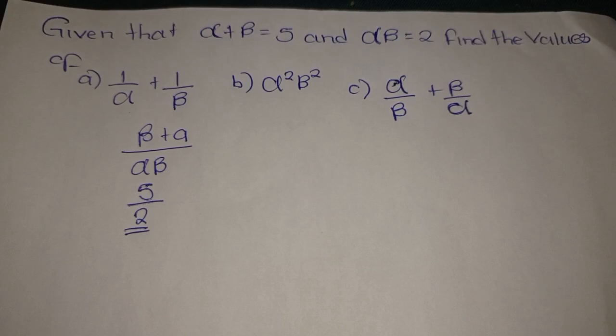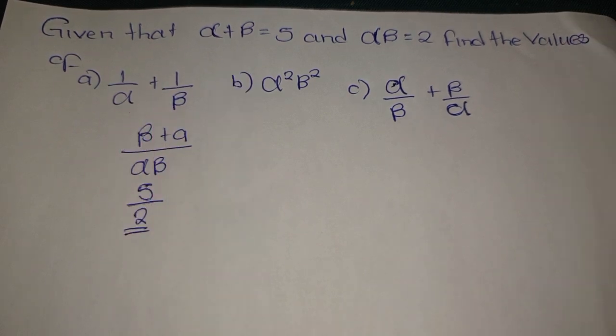So today we have three interesting questions which read to say, given that alpha plus beta is equal to 5 and alpha beta is equal to 2, find the values of A, 1 over alpha plus 1 over beta.